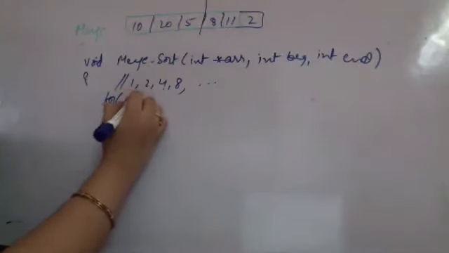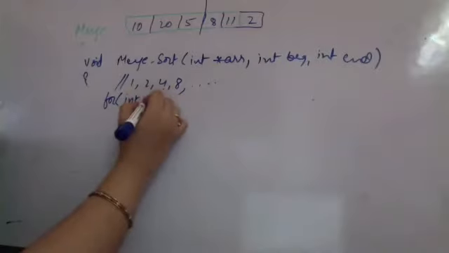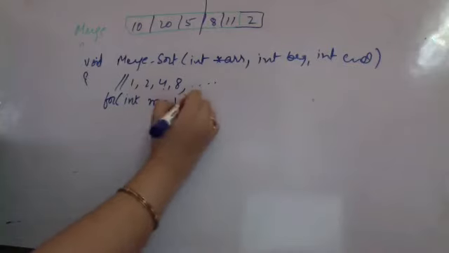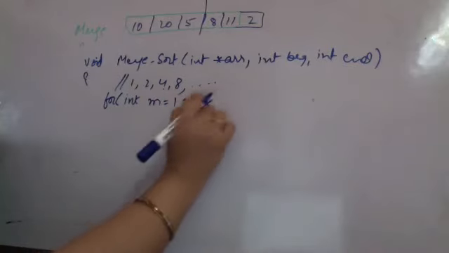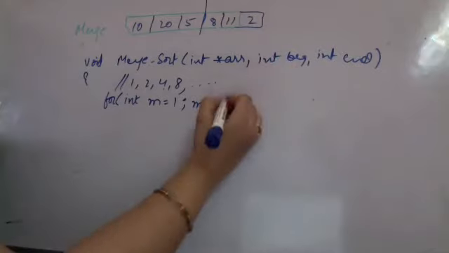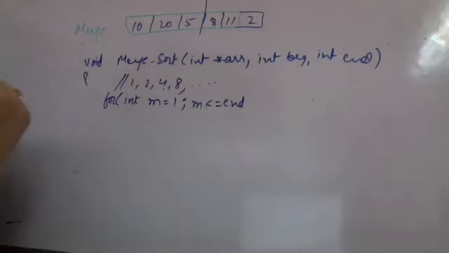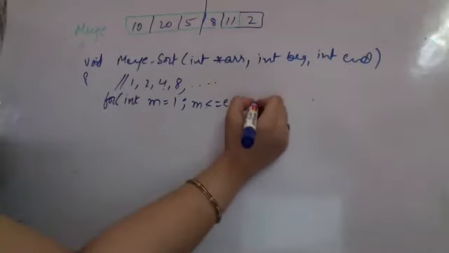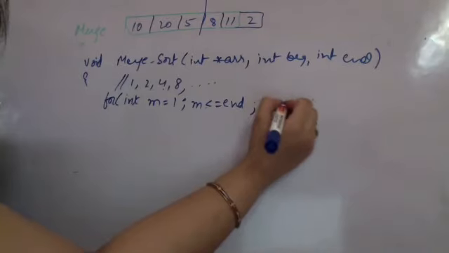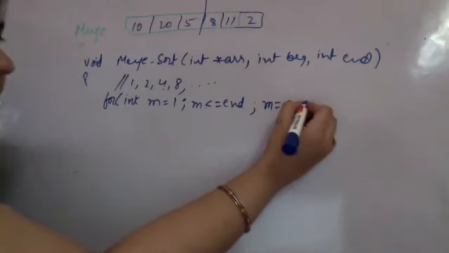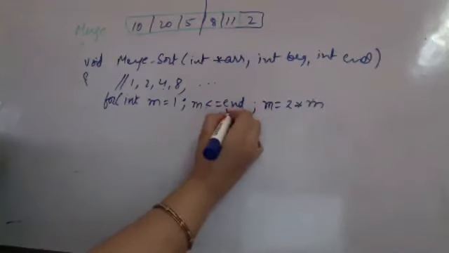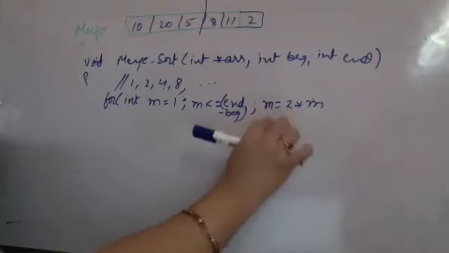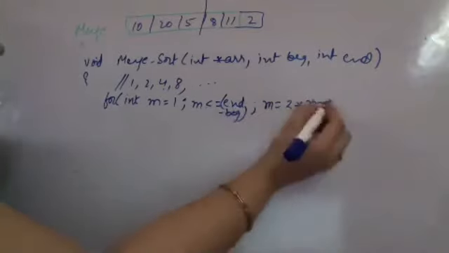I'm having I, any I, or say I'm having M. This is generally the size of my array. M is 1 and I am taking that M is less than equal to whatever my end is. So I'm taking it till end. And here I am taking that M is equal to 2 into M. And sorry, this is end minus beginning. M is less than or equal to end minus beginning, it will run till then. And M is equal to 2 into M. Every time the size will change by 2.